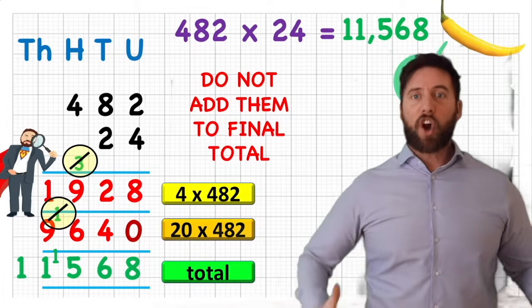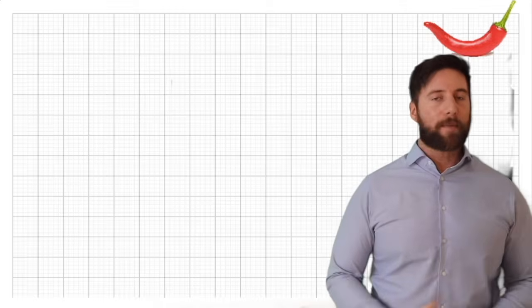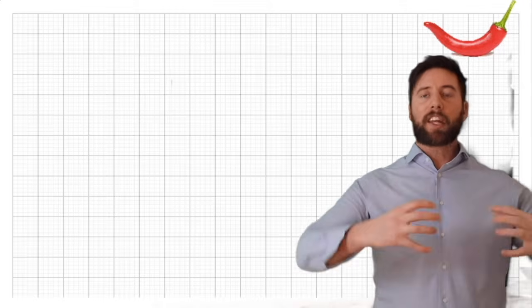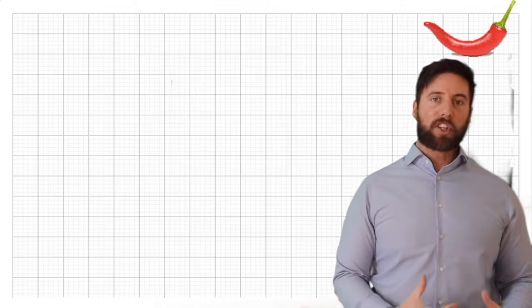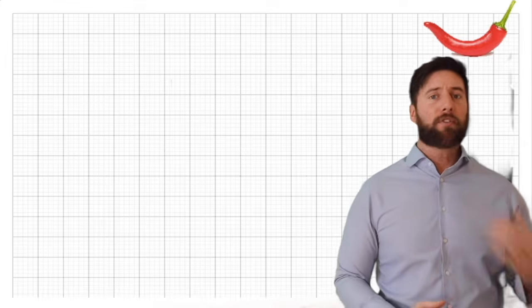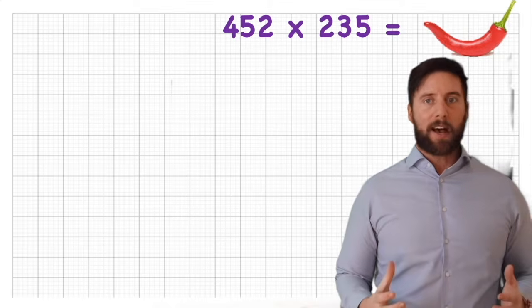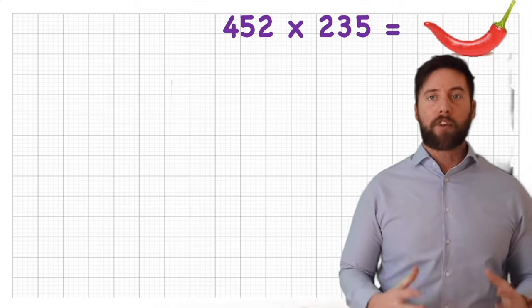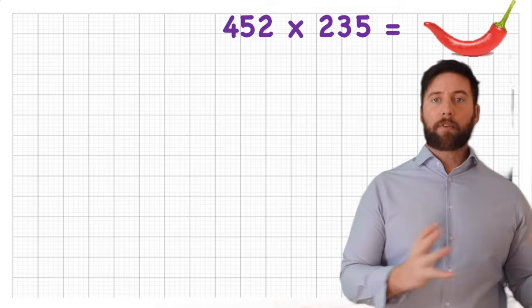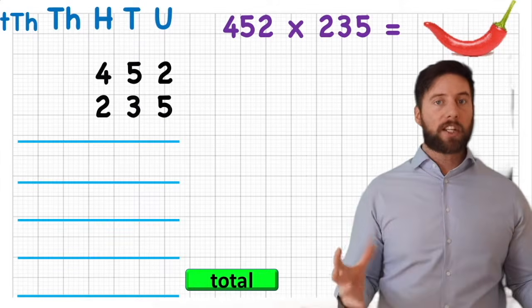Okay, final stage, our red chili challenge. Now we are going to make this harder this time because there's an extra element we need to understand, okay? So I'm going to give us the question, 452 times 235. Now these are huge numbers, so we've got to be really careful and we've got to be really precise. So we're going to carry on like we did before, and we're going to partition it all, okay?